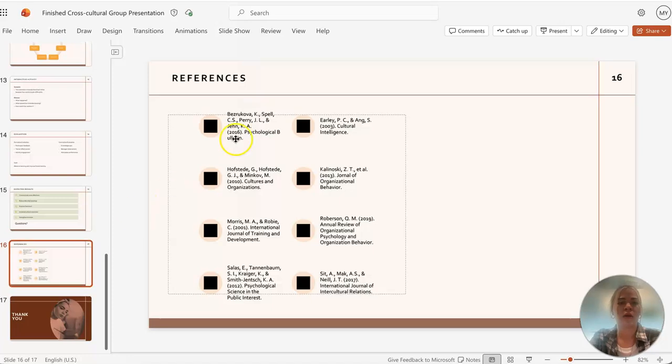These are some of our scholarly sources used to develop our training program.